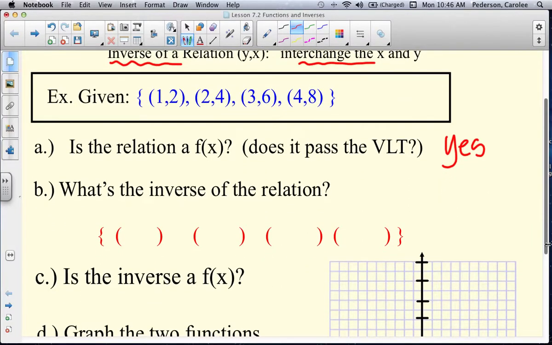So we take each of these blue ordered pairs and we interchange them. The interchange of (1, 2) is (2, 1). The inverse of (2, 4) is (4, 2). The next one, when we interchange it, is (6, 3). And the last one is (8, 4). Is the inverse a function? Does it pass the vertical line test? Yes. So what we're going to do next is graph each of these ordered pairs on the same plane.